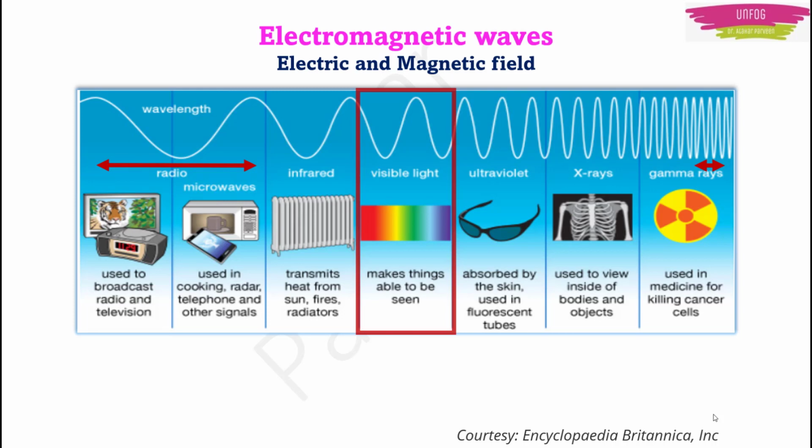Then X-rays, they are used to view inside of bodies and objects. This is because they have higher energy. You can use this E is equal to h nu formula here to remember the energies. More the frequency, more will be the energy. The frequency is highest for gamma rays, so energy will be more. For X-rays, it is a little bit less, right? So other than gamma rays, X-rays have the most energy in the spectrum. Like that you can relate.